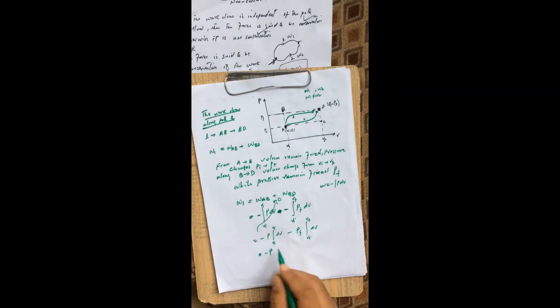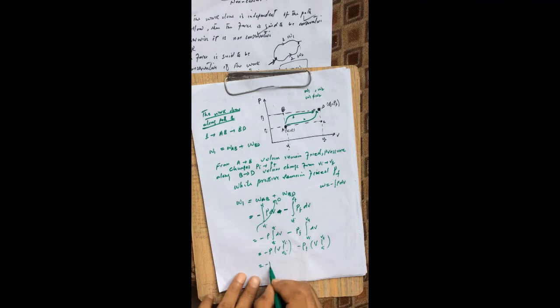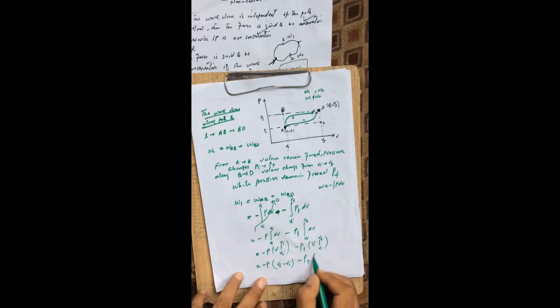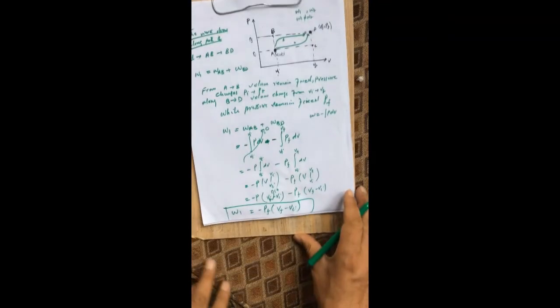So here we have minus P into the integral of dV, which is V, from Vi to Vi, minus Pf, and the integral of dV is V, from Vi to Vf. Now this is equal to minus P times (Vi minus Vi), and minus Pf times (Vf minus Vi). So this will give us 0. So the work done along path 1 is minus Pf into (Vf minus Vi). This is the work done along path 1.